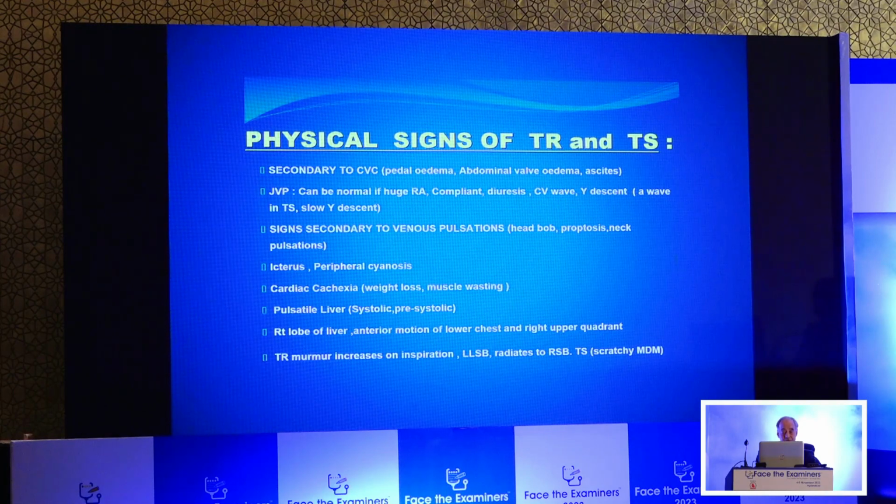Functional or primary, you can discuss. Now, physical findings of tricuspid regurgitation and stenosis. Again, tricuspid regurgitation manifests with features secondary to chronic venous congestion: pedal edema, abdominal wall edema, ascites, the jugular venous pressure. And as Ethan was telling, these are the patients where there can be a large V wave, there can be an A wave if there is pulmonary hypertension, there will be a rapid wide descent in patients with tricuspid regurgitation, slow wide descent in tricuspid stenosis.